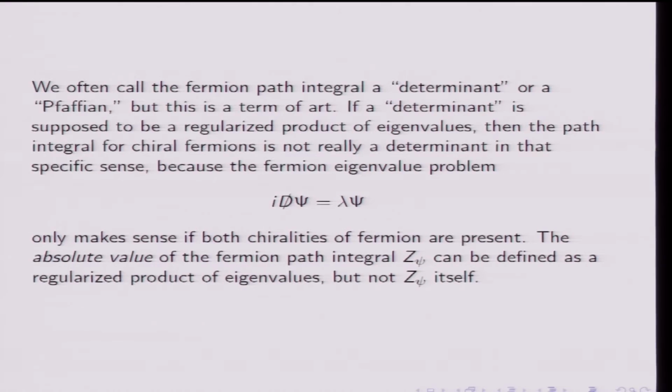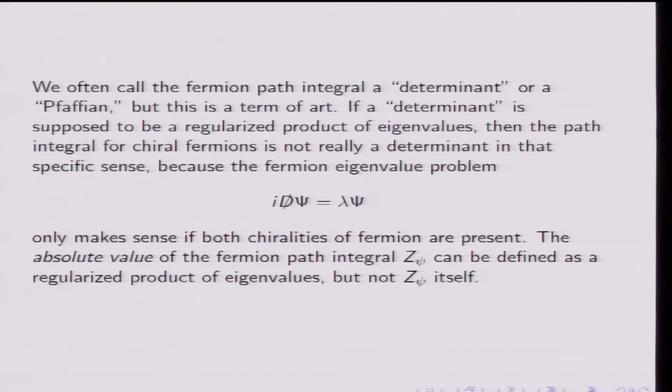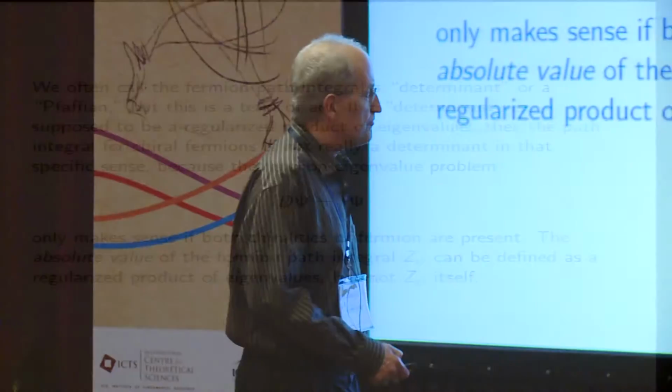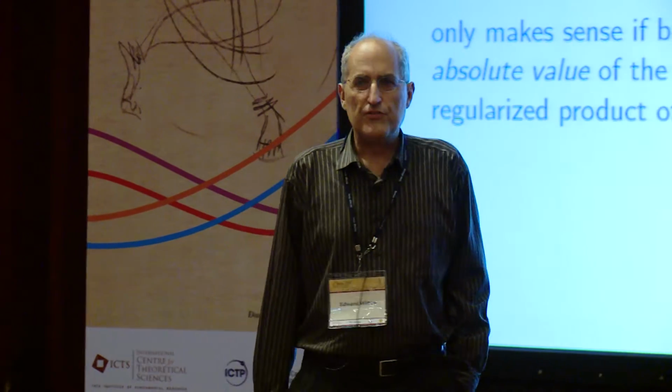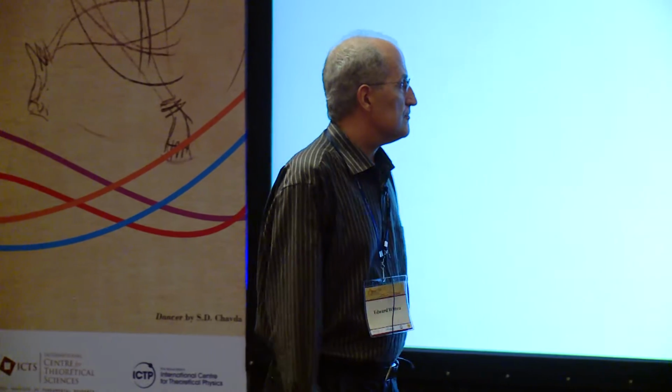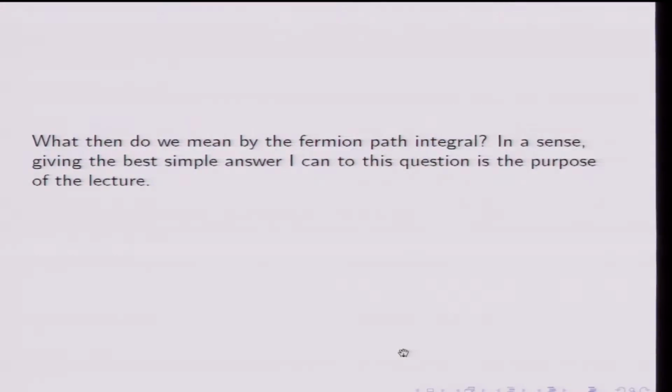So thinking that the fermion path integral is a regularized determinant won't work in either the standard model of particle physics or the worldsheet theory of string theory, or most of the worldvolume theories on branes, or lots of things that condensed matter physicists do nowadays. So if the fermion path integral is not a determinant in the naive sense, then what is it? What do we mean by the fermion path integral? Giving the best simple answer I can to this question is the purpose of the lecture.